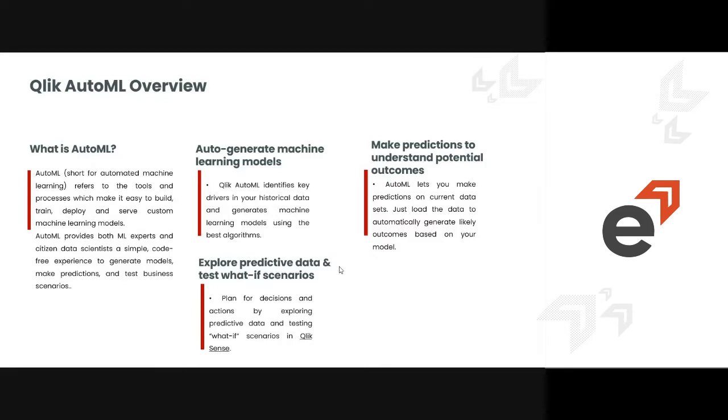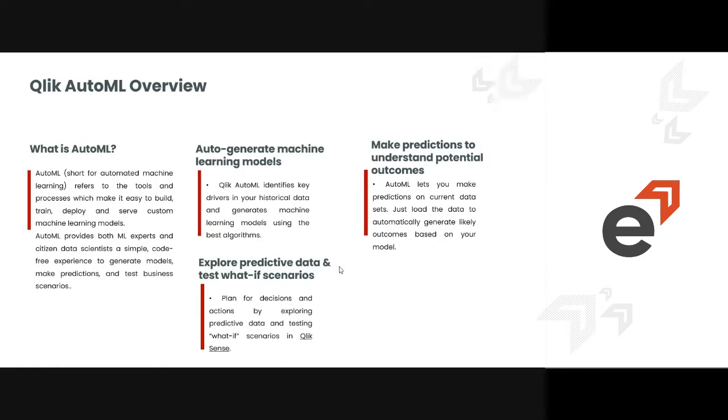Here, what you have to do is select a target. For example, you have a data set and a few queries or a problem statement. For a customer data set, you want to know whether this customer will be buying the subscription or not, whether there will be a customer churn or not in future. Those kinds of predictions: once we select the target, we can process the data in the Qlik AutoML tool. It provides both ML experts and data scientists a simple no code platform, and an experience to generate models, make predictions, and test business scenarios.